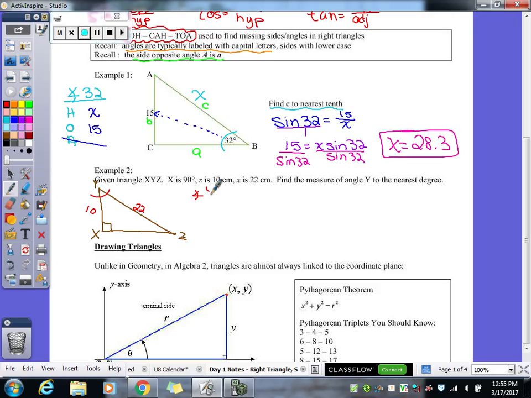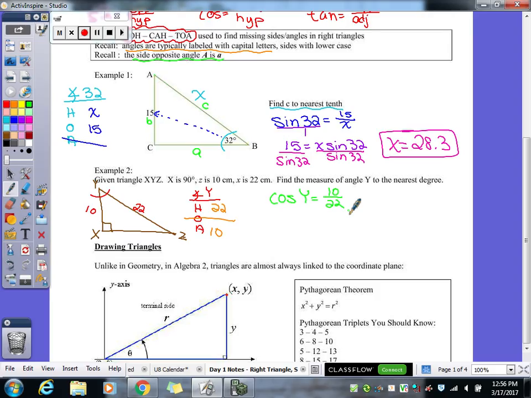So again, I'm going to start with my angle y chart. Do we know our hypotenuse? Yeah, what is it? How about our side opposite of angle y? We don't know that one. How about our adjacent side? 10. So which trig function do we want to use if we have adjacent and hypotenuse? Cosine. So cosine of y equals adjacent over hypotenuse, so 10 over 22.